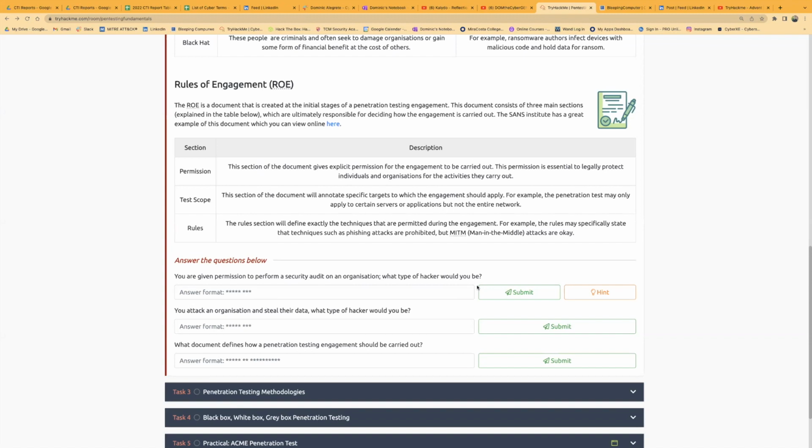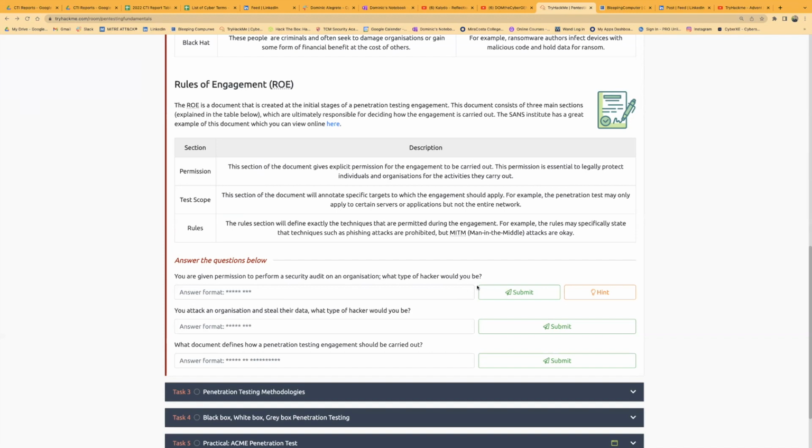So the white hat hacker or the ethical hacker already has permission. They already have the test scope, so they know what parts of the network they're doing. They already know what they're allowed to actually attack. And then the rules are put in place for when they're attacking that specific scope or network or application; these are the rules they must follow within that. So these are the techniques and the tools that are permitted during the engagement. For example, they'll say, we don't want you to do phishing attacks or use certain tools, but man in the middle attacks are okay, right? So these are the rules that are put in place.